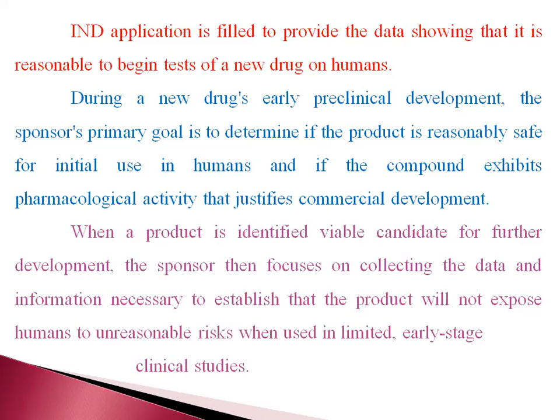During a new drug's early preclinical development, the sponsor's primary goal is to determine if the product is reasonably safe. We need to check whether that particular product, that new chemical entity, is reasonably safe for human use or not. We are checking at the initial step. And if the compound exhibits pharmacological activity that justifies commercial development. So if these two properties are there, in that case, we can go further.